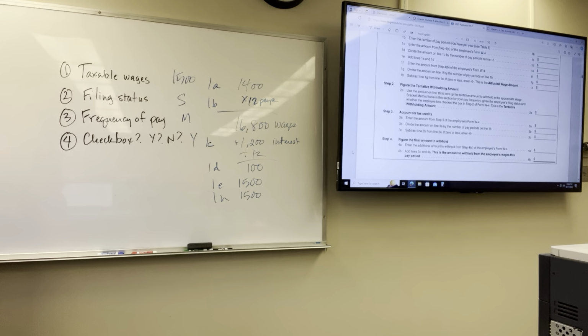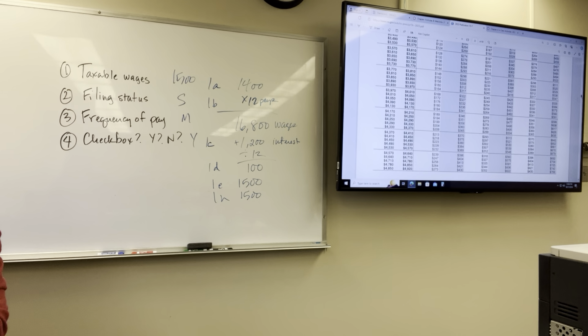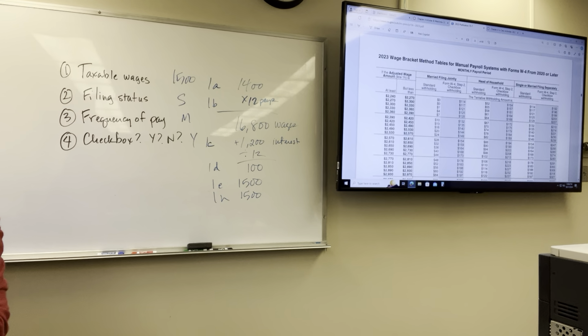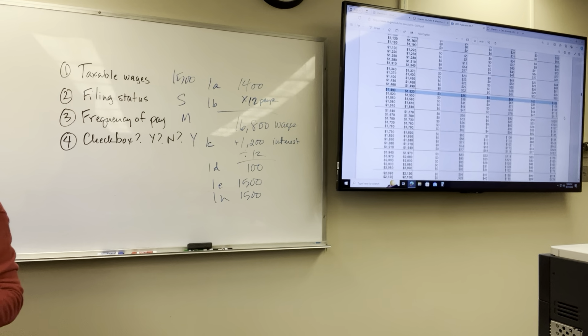So in this case, what we've got, we need the monthly table. Monthly, 1,500. Right here's our line. She's single and checkbox is checked. So we're going to use the very last one. So $102. That's how much withholding we would withhold from there.